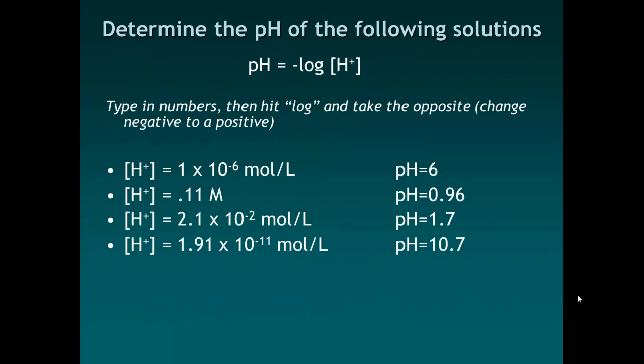So here on this slide I just give you 4 examples, and I want you to just play with it in your calculator. Make sure you can get the examples. Make sure you also get the answers filled in on your notes. Type in the numbers, hit log, and then take the opposite. Change the negative to the positive. Again, some of you are going to have to hit your logarithm key first. Some of you are going to have to hit it second. If you can't get it to work, just bring your calculator to me in class and I will show you how to use it. Okay, so let's make sure you're getting those same answers.